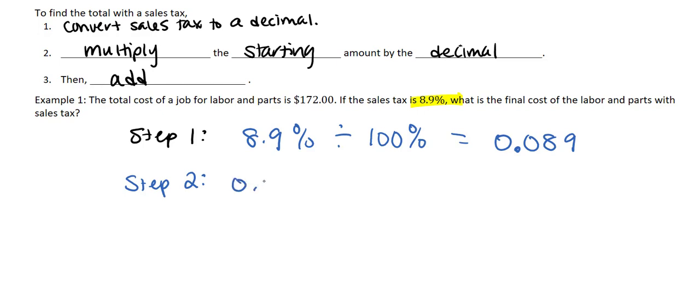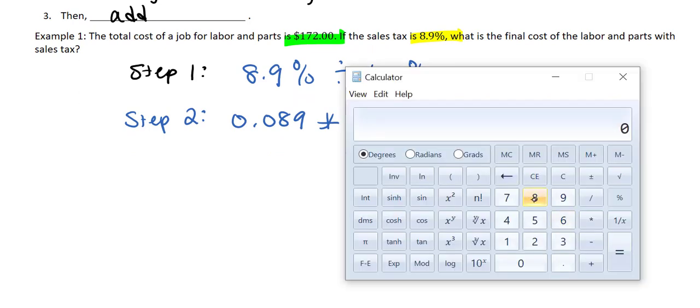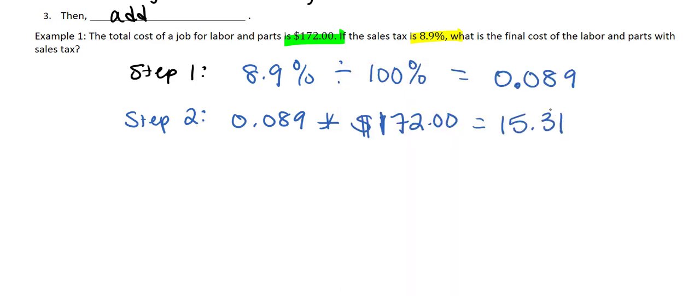Now we're going to take this and multiply it by the starting amount, which is $172. And what do we get? So let's get the calculator out. Once again, if you're unsure, feel free to do this. Then we multiply by the starting amount, and we get $15.31, because we're just going to round to the nearest hundredth as we're dealing with money here. So 15.31. That's our dollar amount.